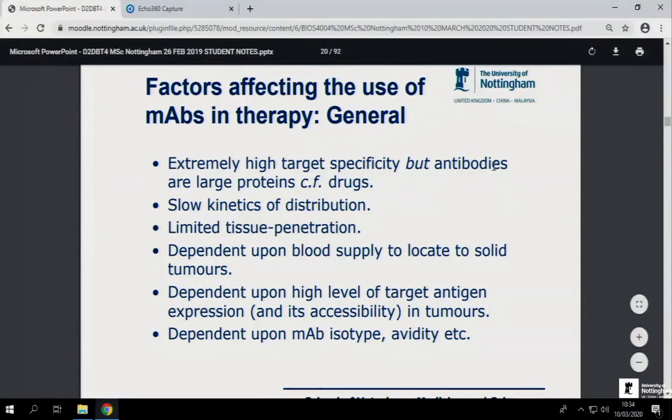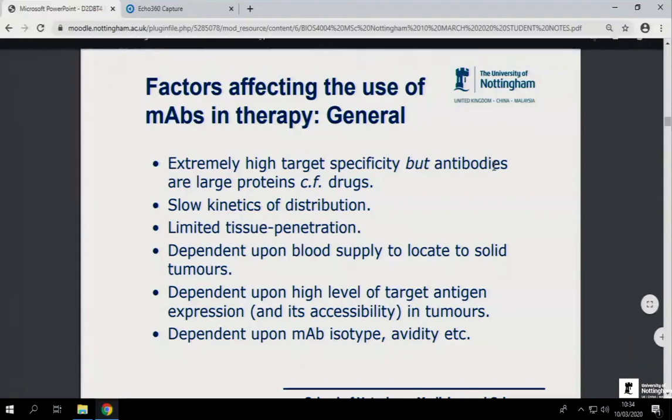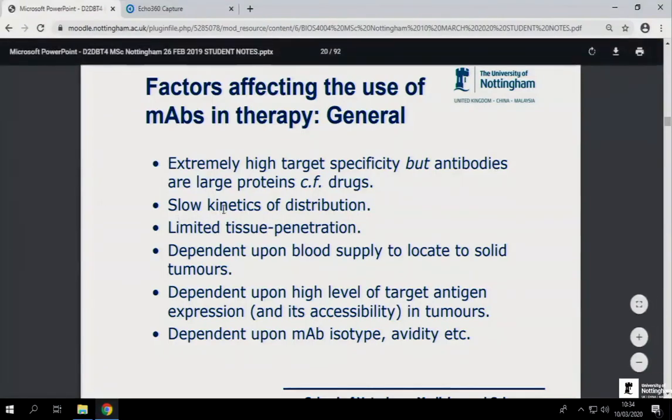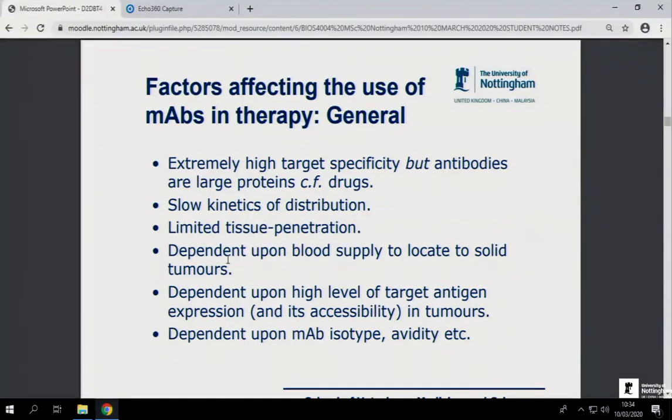But these antibodies are pretty big proteins, and you all know that the size of an antibody is 150 kilodaltons, don't you? You know that. That's quite a big molecule. So 150 kD is a big antibody to get around the whole body. So therefore, the kinetics of distribution are slow. And there's limited tissue penetration, because it's a big molecule. And guess what? That's surprising.